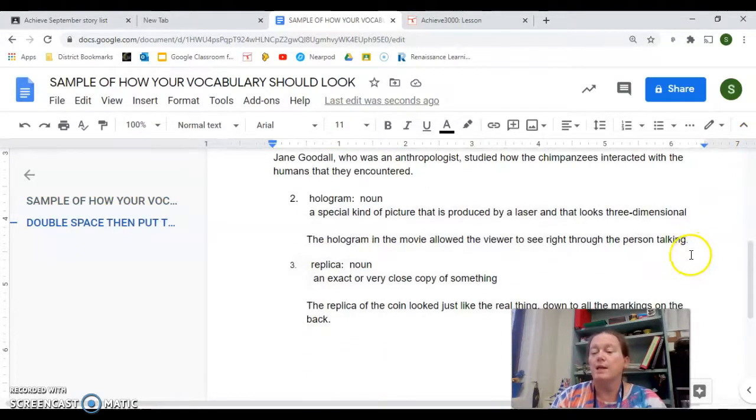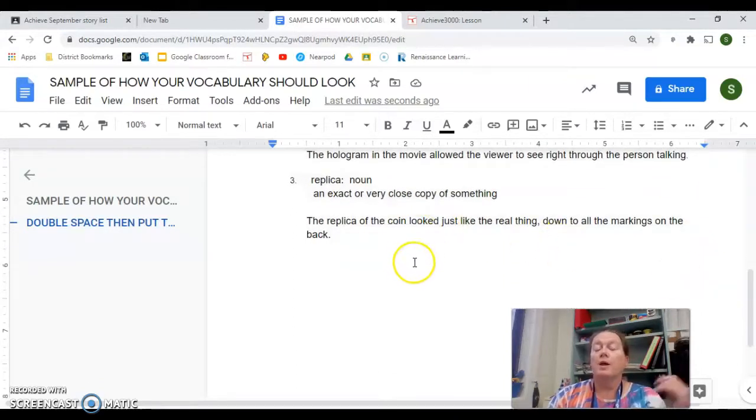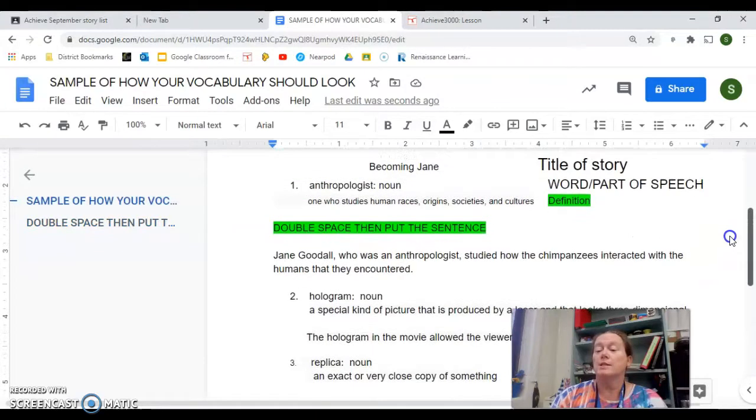So if I was grading it, it would be totally wrong, because we know from what we studied earlier that if it does not have a period, it is not a complete sentence. And these all have to be complete sentences, okay? I only did 3 of the words, but this gives you an idea of how you need to do it and submit it.